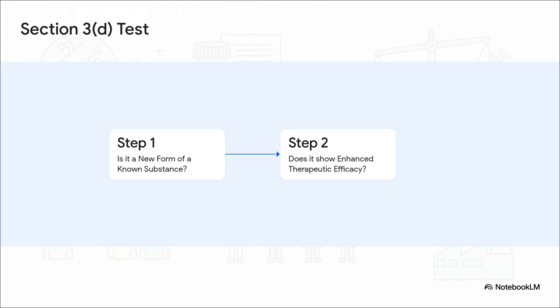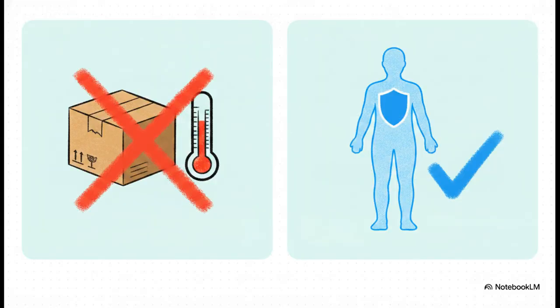Does it show enhanced therapeutic efficacy? If the answer is no, the patent is rejected to stop evergreening in its tracks. If yes, only then can you assess it for novelty and inventive step as a genuine invention. The absolute crucial point here is how the court defined that word efficacy.